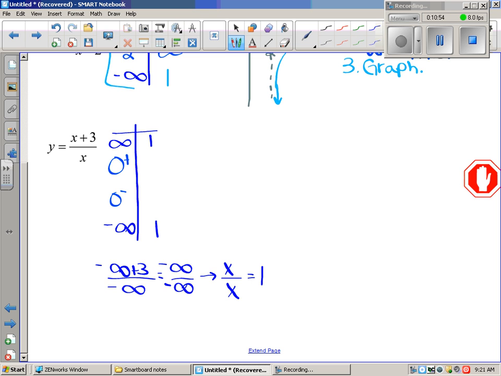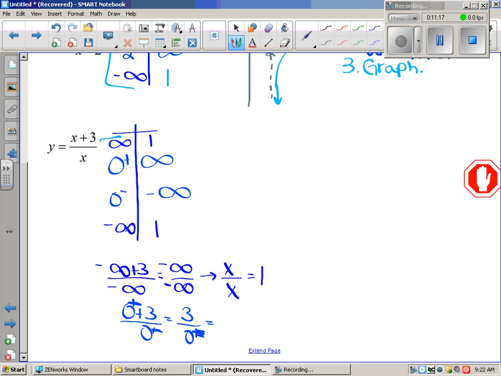So I want to plug in 0. So I'd have 0 plus 3 over 0. And again, this would be 0 plus to start. So that would give me 3 over 0 plus, which is infinity. And if I had 0 on the minus side, then that still would be 3, but this would be 0 minus here at the bottom. And so that would be negative infinity.